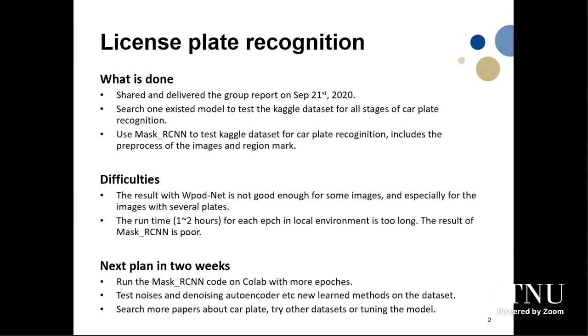For this one I have sorted the report and deliverables, and the main task is split into two parts. The first one is we use the Kaggle dataset and one existing model to go through the whole procedure of car plate recognition. The second one is we use Mask R-CNN to do the car plate recognition. We find that maybe the hardware is not so good, so the runtime is so long.